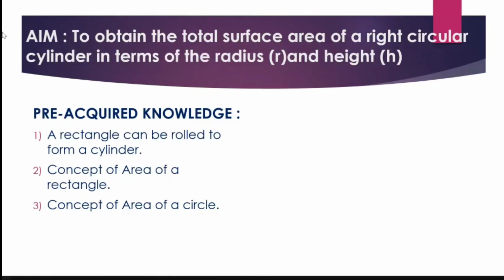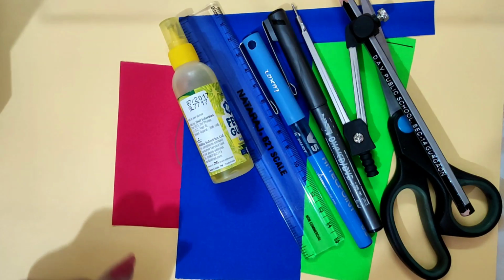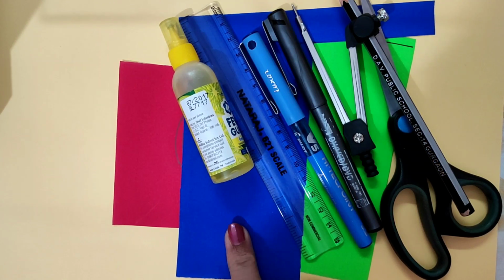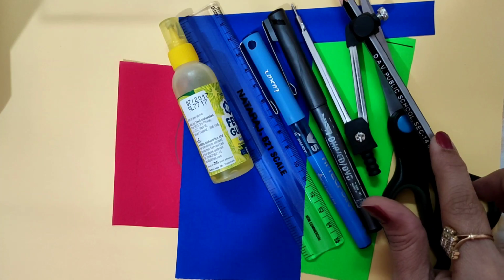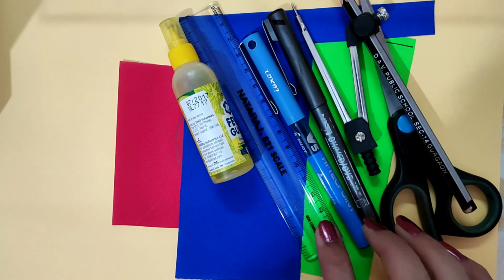For the material required, let me show it to you and demonstrate what exactly we are supposed to do. So let me tell you what all we need for the activity. We need the origami sheets, the scissors, pencil, markers and the scale plus the adhesive. So these are the things that we need.